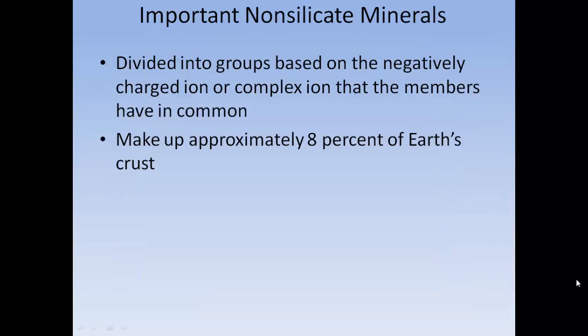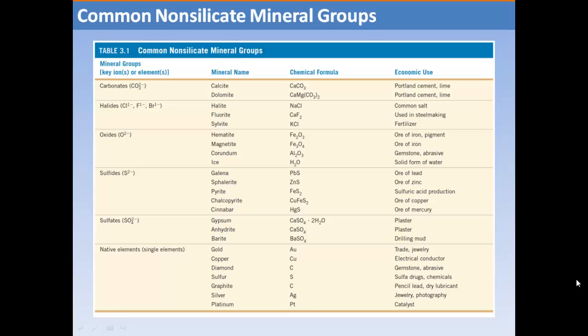Important non-silicate minerals are divided into groups based on the negatively charged ion or complex ion that the members have in common. These make up only 8% of Earth's crust. So our carbonates have CO3. These are calcites and dolomites. This forms Portland cement and lime.